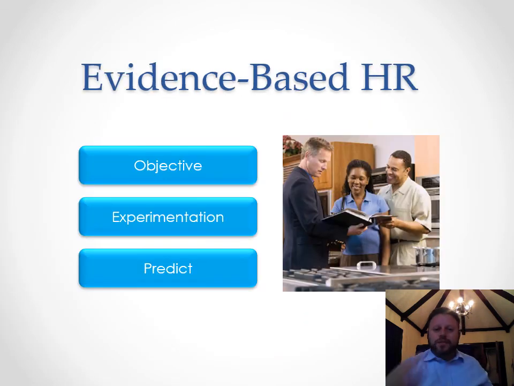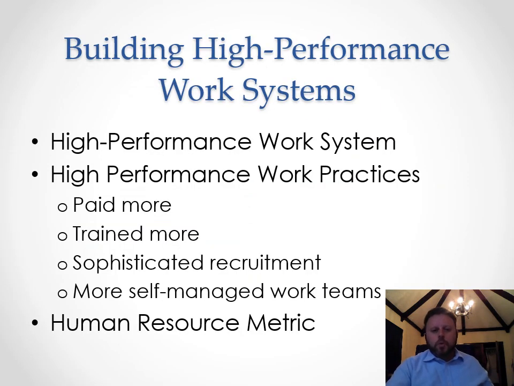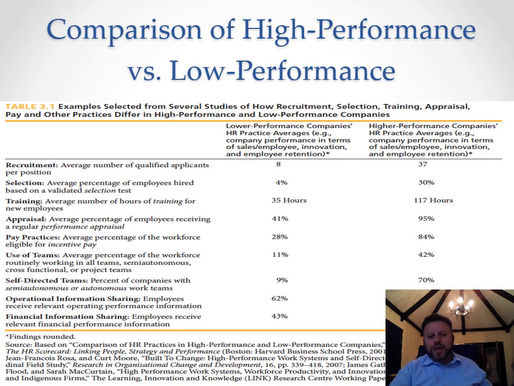So when we talk about building this sort of high performance system, what we're talking about is really being able to use evidence to predict what's going to happen in the future, so that we have people who are able to be paid more and trained more, so that we have sophisticated recruitment and self-managed work teams. That's what we want. You know, we want a company that almost runs itself, where the teams function very efficiently, very effectively. We're able to train everybody. We're able to pay everybody more because we're all making more money. And if we're able to do that, and you can read this, this is high performance versus low performance comparison in terms of percentages.